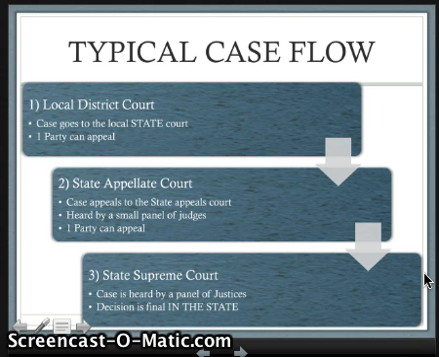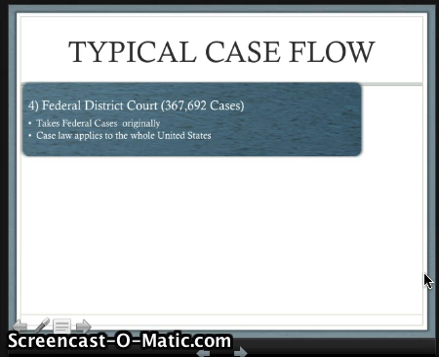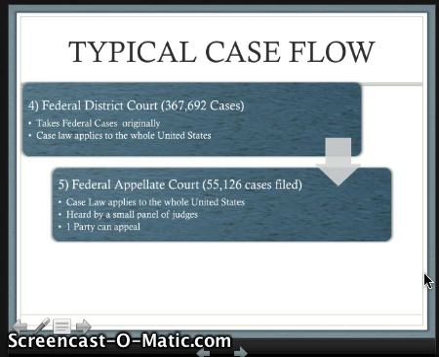Again, you can appeal this decision, but this time you'd have to go to a federal court because now you've exhausted your local options. Here we have the Virginia district courts. Okay. You could then go to a federal district court. This takes the federal case originally, but also this case law would apply to the whole United States. If you don't like that decision, you could appeal again to the federal appellate court. This case law again would apply to the whole United States. It's heard by a small panel of judges. And once again, if you don't like the decision, you could appeal again.